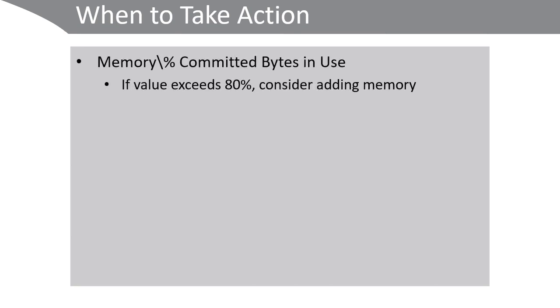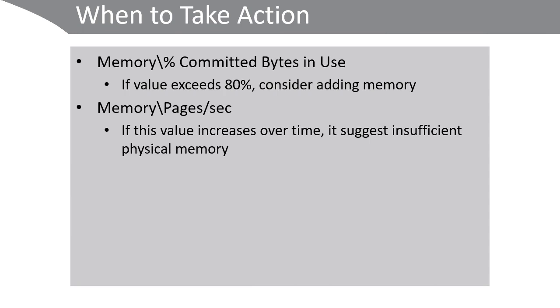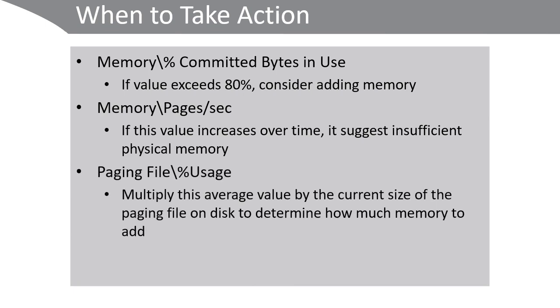So when do you need to take action? Well, these are only rough guidelines, but when the memory object % committed bytes in use exceeds 80%, think about adding some memory. When the memory pages per sec counter is increasing over time, it suggests that you have insufficient physical memory, so add some physical memory. How much physical memory? Examine the paging file % usage value. The paging file is a hidden file in the root of drive C, usually. Examine how big it is on the disk, multiply that by the percentage usage figure, and that says how much memory to add.